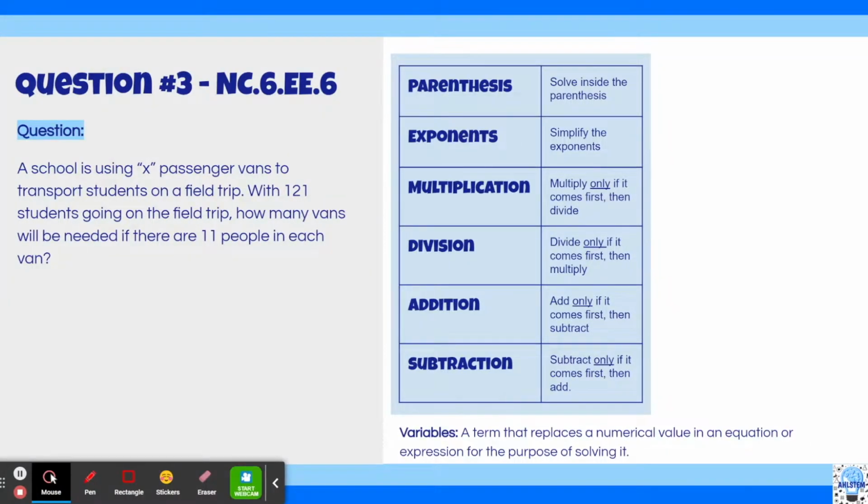Okay, now for our third problem. A school is using x passenger vans to transport students on a field trip. With 121 students going on the field trip, how many vans will be needed if there are 11 people in each van? This should be pretty simple if you know how to use your PEMDAS table. And just a little review for what a variable is. A variable is a term that replaces a numerical value in an equation or expression for the purpose of solving it. So pause the video now, and in a few seconds we can check our answers.